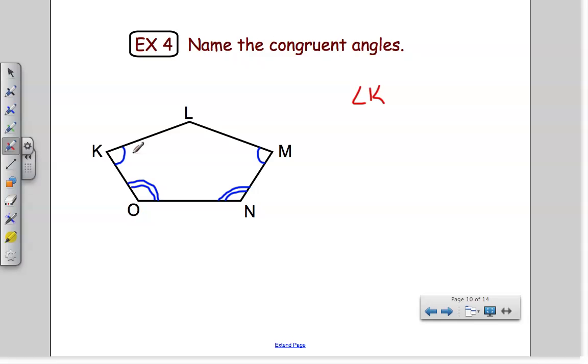And I could say that angle K is congruent to, because I'm talking about the angle itself, not the measure, is congruent to what angle? Angle M. Because they both had one arc.